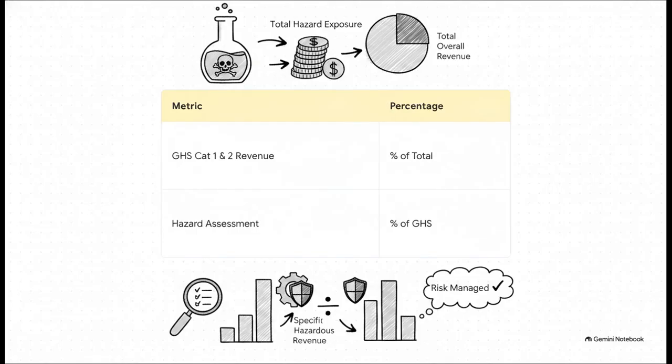So the standard demands a two-step disclosure. First, the company has to divide the revenue from their GHS Category 1 and 2 products by their total overall revenue. That gives you the total hazard exposure. Then, step 2. They must calculate what percentage of that specific hazardous revenue has actually undergone a complete hazard assessment. This shows exactly how much of their high-risk portfolio is actively being risk managed.